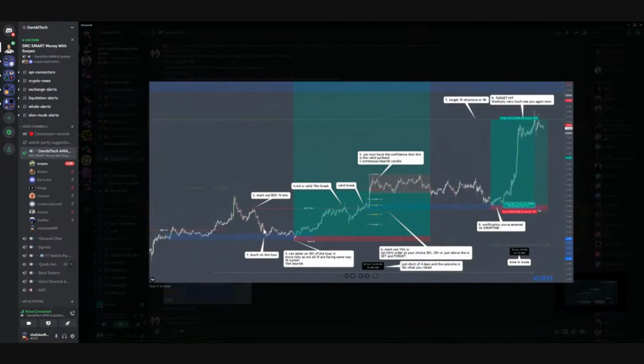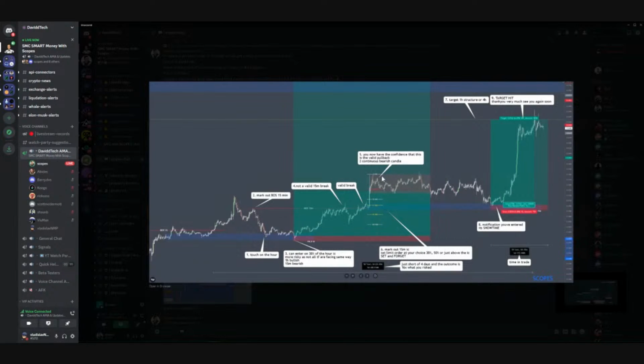So obviously they touch on the hour, you're marking out your 15-minute break. Obviously this here, zoom in, but this is just wicks through. That's why I've marked it as not a valid break. This one is multiple wicks through, valid break. Then we'll push up. Then I can fib from this low to this high, find the institutional candle, set a limit order, and wait for price to go.